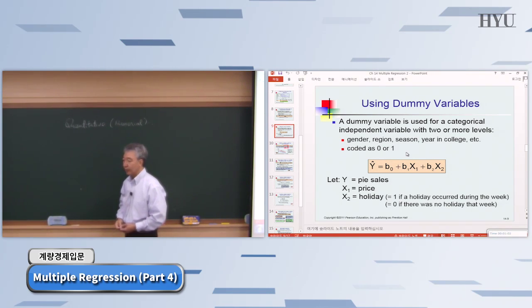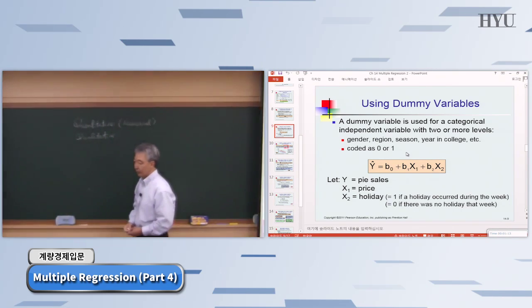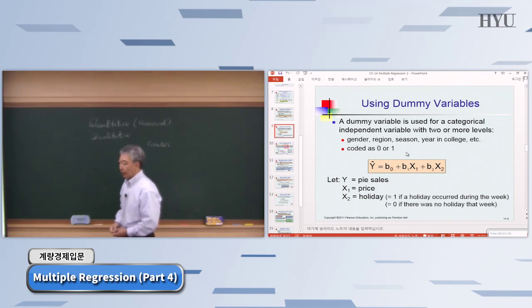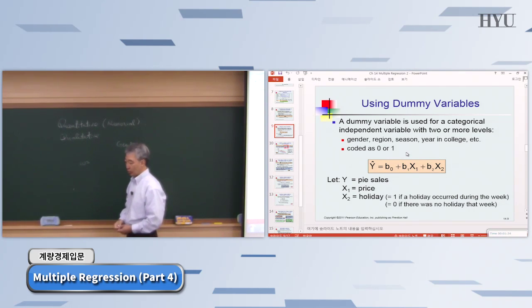But sometimes we need to include qualitative variables as an explanatory variable in our regression. Something like gender. I think I mentioned it before. As a labor economist, I usually deal with the earnings equation. So the dependent variable typically is somebody's wage earning, right?